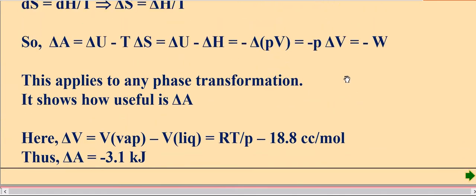If you would like to calculate this delta A, what you need is delta V and the pressure. So delta V for this vaporization process is the volume of the vapor minus the volume of the liquid. For 1 mole, the vapor volume is RT by P, because it's the volume of the vapor that matters. So it is RT by P, I assume it is ideal, minus the volume of the liquid, which is 18.8 cc per mole. Thus delta A turns out to be minus 3.1 kilojoule at normal atmospheric pressure.